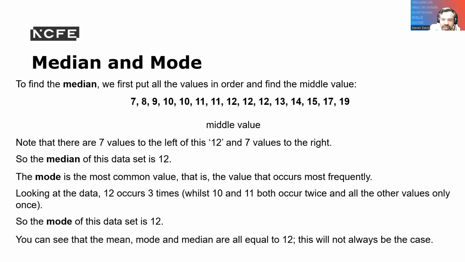So if we now look at the median, we first put them all in order and find the middle number. You can just see it straight away, can't you? There are 7 values to the left of 12, and 7 values to the right. So the median of the data set is 12. The mode is the most common value, which occurs most frequently. Looking at the data, 12 occurs 3 times, whilst 10 and 11 only occur twice, and all other values once. So the mode of this data set is 12. You can see the mean, median, mode are all equal to 12. This will not always be the case, though.